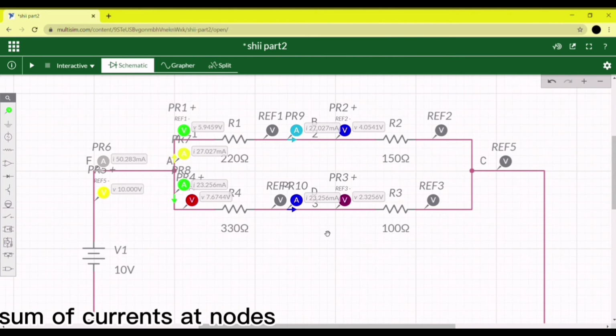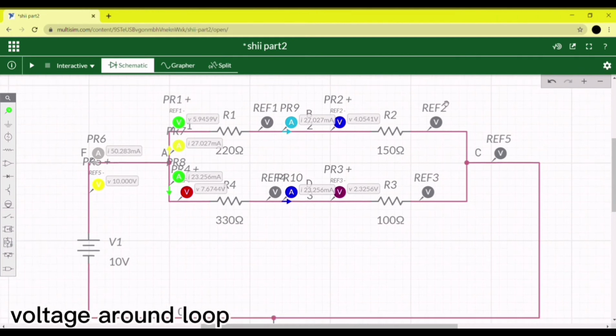The current at node A shown here is 50.283 milliampere. We can also calculate this value using the formula I equals V over R, where V is 10 volt and R is R total, which is 198.875 ohm.